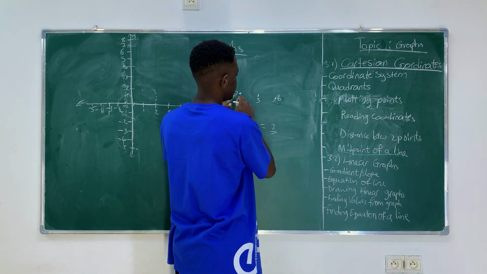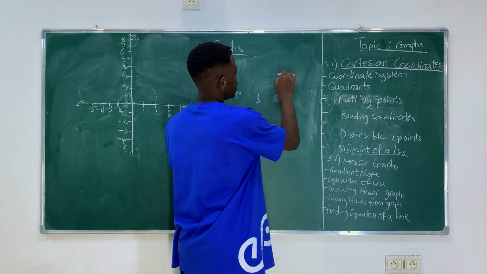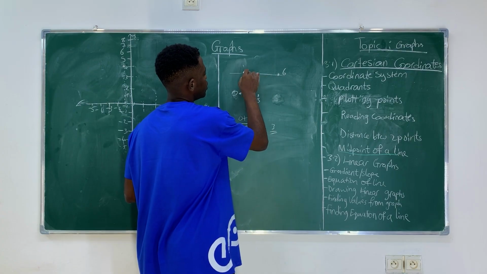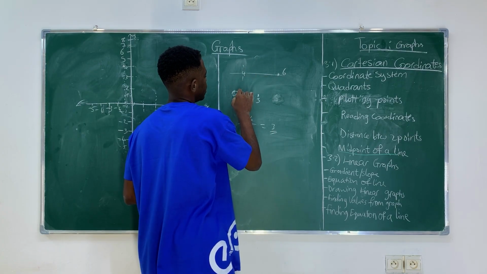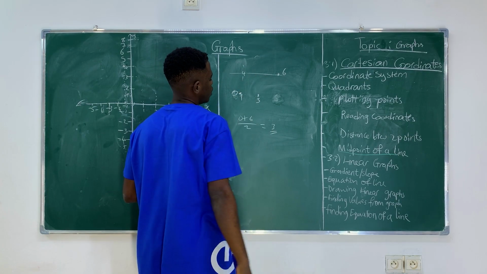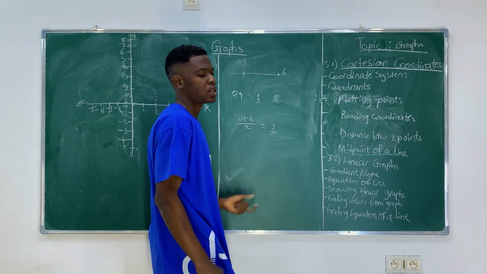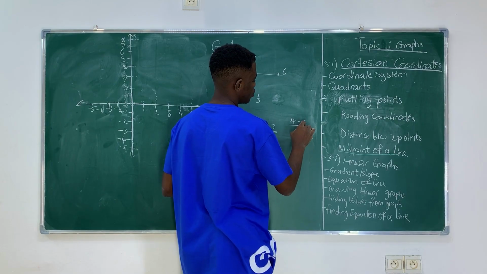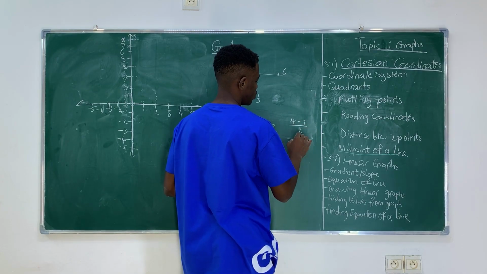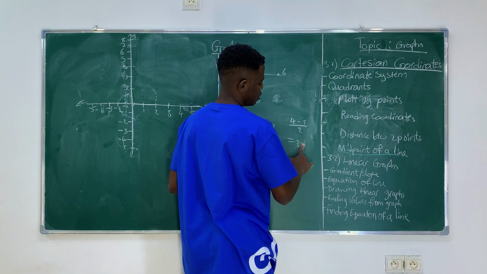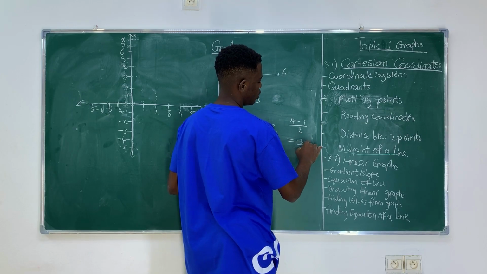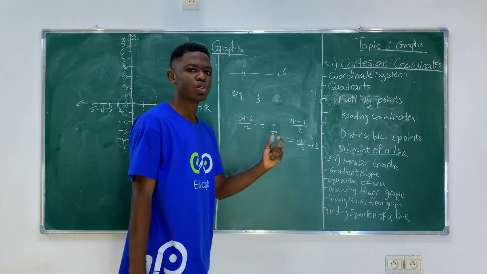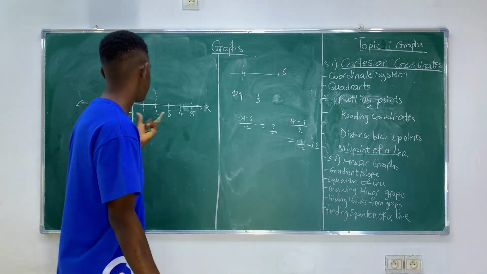Let's imagine this point is here, and this point 6 is actually here. And for the y, this y position is 4 and this y position is 1. So the midpoint on the y-axis is going to be 4 plus 1, which is 5, divided by 2, which is 2.5. Let me make it clear with this graph.